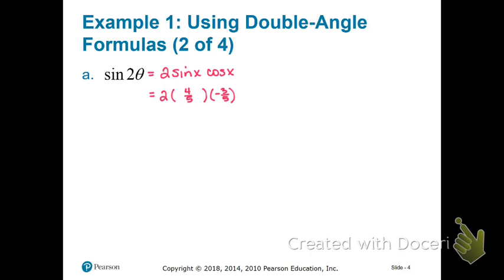Times cosine of x, which we said was negative 3/5. I feel like there's so much room for error when you plug back. Like, what are you plugging in? And then we just multiply that all together. And we get, guys, on top it's just 2 times 4 times negative 3. And on bottom it's just 5 times 5. And so we get negative 24 over 25.